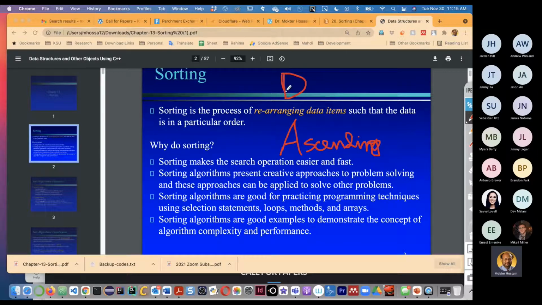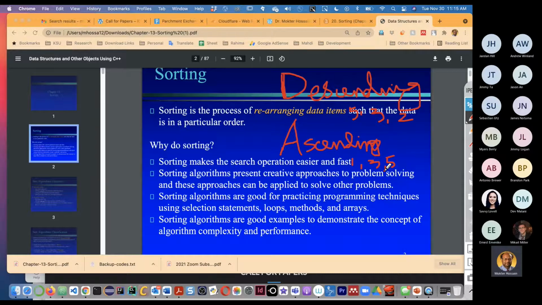So the first one will be the largest number, and then the numbers will be smaller. So descending order means 5, 3, 2, and ascending means 1, 3, 5. This way. Okay, so you are familiar with this. I told you my technique.